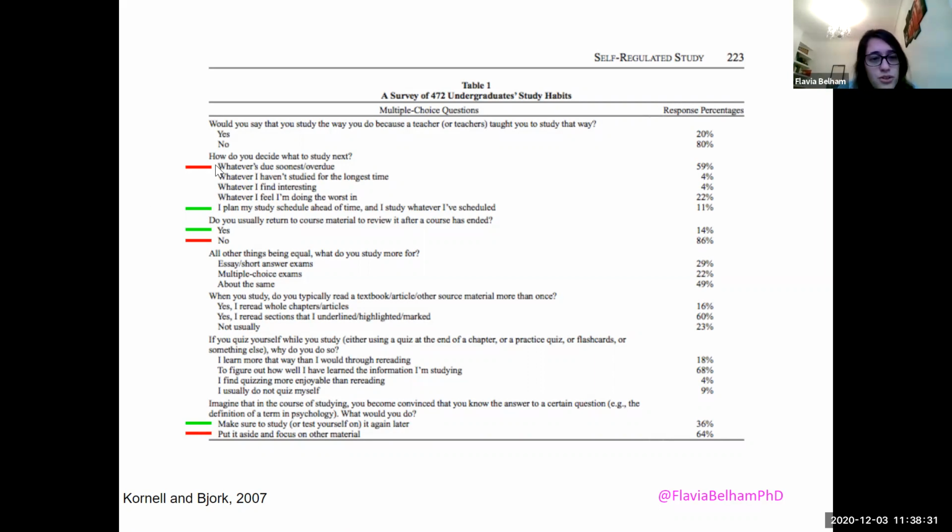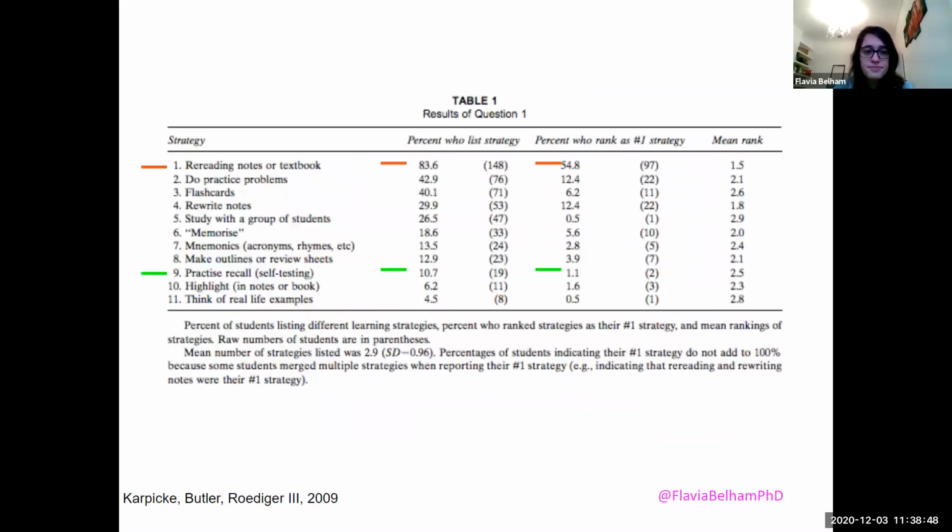And then on the top, how do you decide what to study next? Only 11% of them say that they plan the study schedule ahead. Most of them will just study whatever's due soonest. So this shows that they really don't go for the effective learning strategies. This is another example. Only 1% of them said that self-testing, number 9 here, or retrieval practice is the number one strategy for studying. Only 10% of them even use it at all.